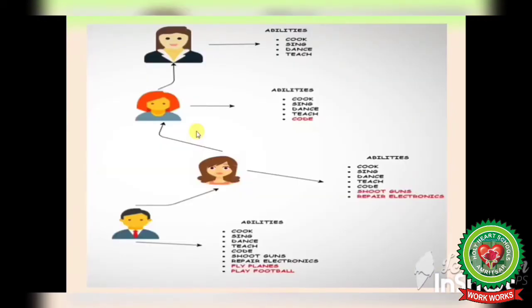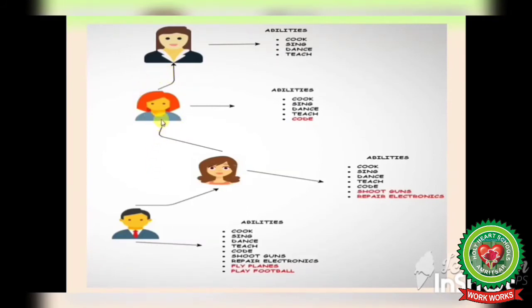Now let's learn inheritance with the help of this example. Sometimes people say that the child is looking like his or her father or mother. In the same way, we can consider in this example that she is her mother and this child has some of the same abilities as her mother. Mother has the abilities of cooking, singing, dancing and teaching. And the child also has some features of her mother, like cooking, singing, dancing. These three features are the same in this child as her mother.